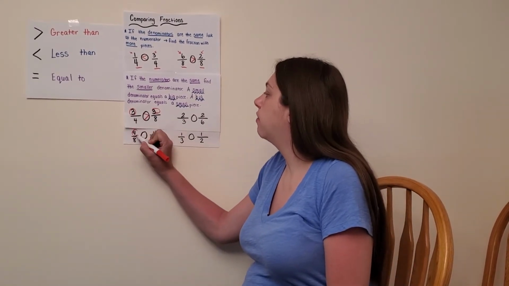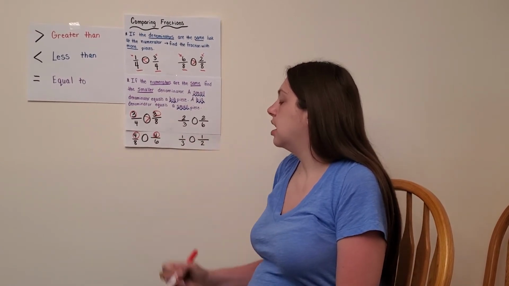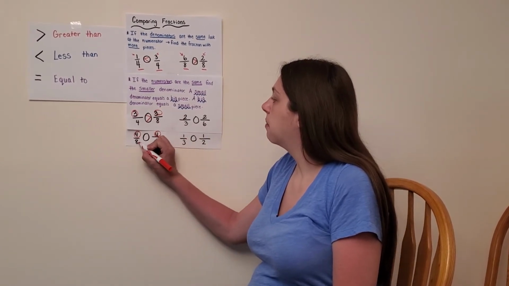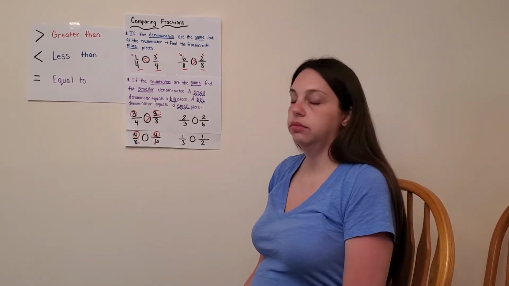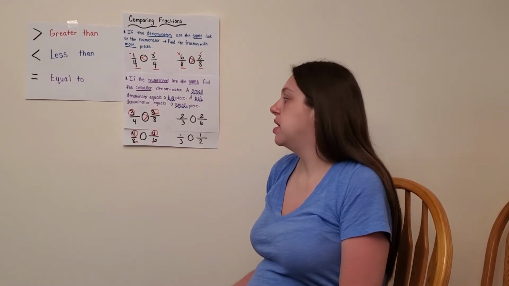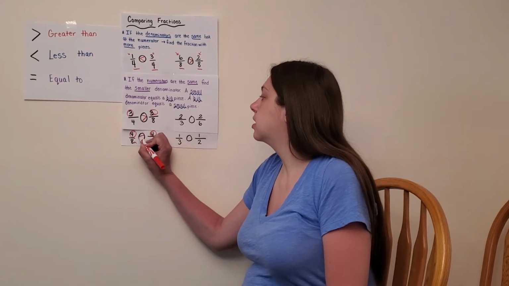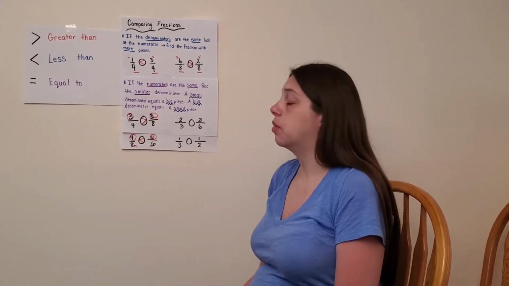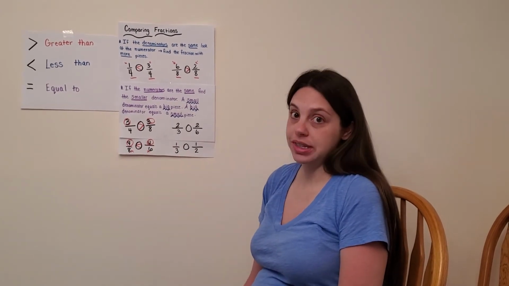Here we also have 4/8 and 4/6. The numerators are the same, so we look at the denominators. 8 and 6. Remember, the smaller the denominator, the bigger the piece. 6 is less than 8, so we know that 4/6 is bigger than 4/8, so we read that as 4/8 is less than 4/6.